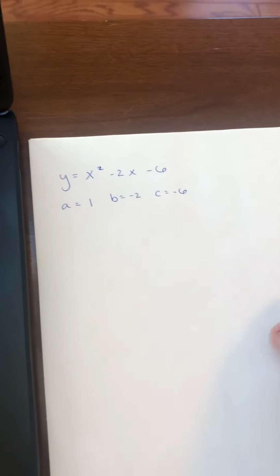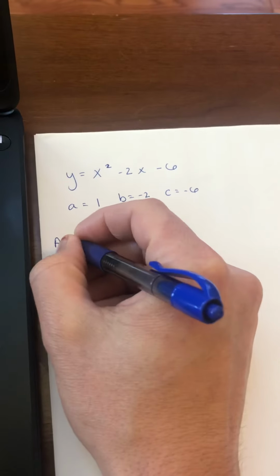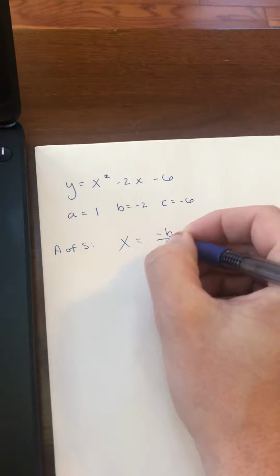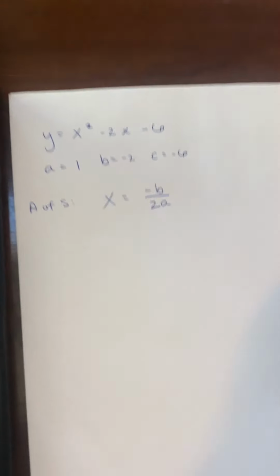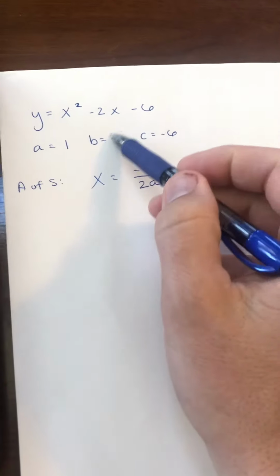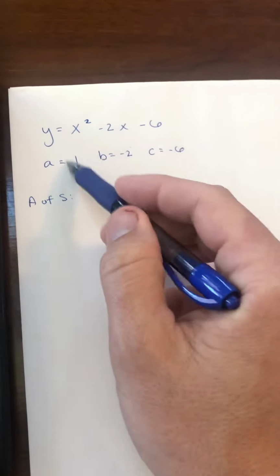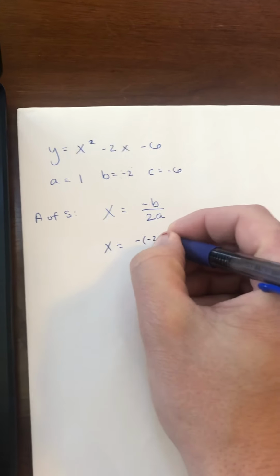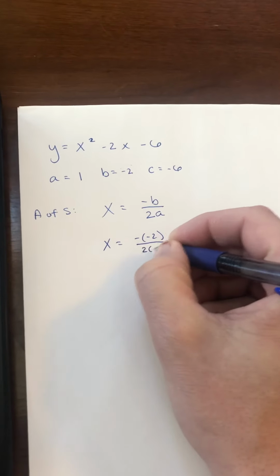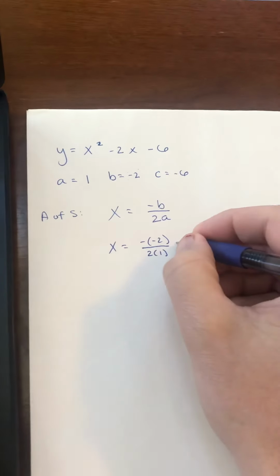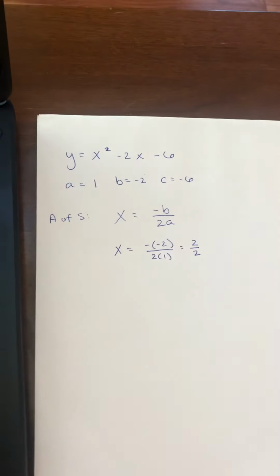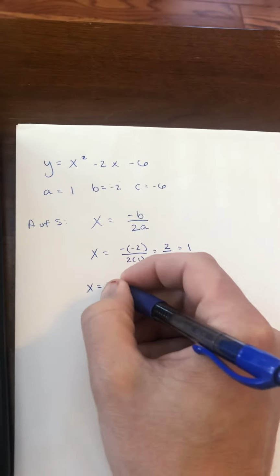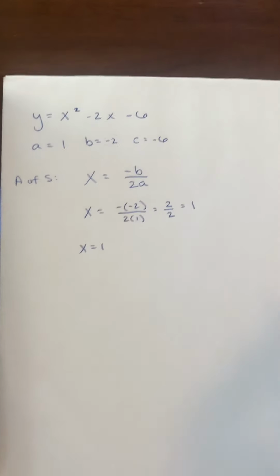From here, we're going to use the axis of symmetry equation, which is x equals negative b all over twice a. So we take that negative 2 value and plug it in for b, and take that 1 value and plug it in for a. That gets us negative 2 all over 2 times 1. Negative negative 2 is positive 2, 2 times 1 is positive 2, and 2 divided by 2 is 1. So we know that our axis of symmetry is the vertical line x equals 1.